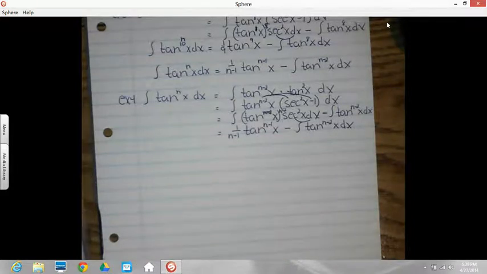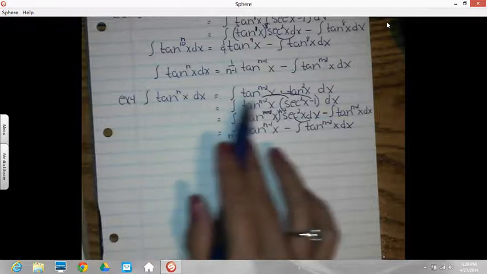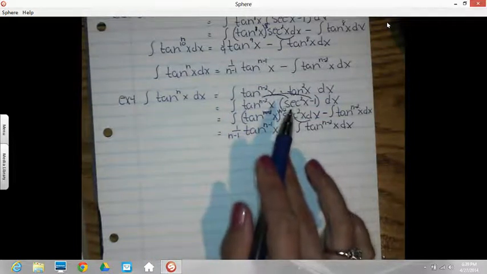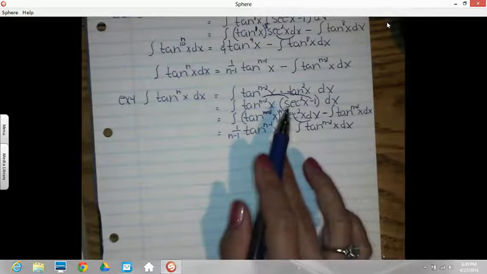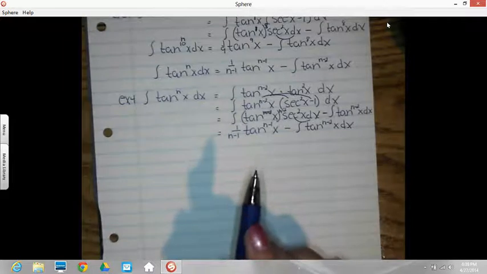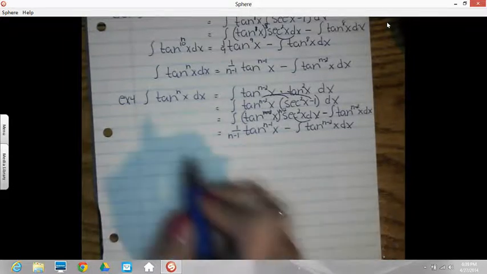Okay, the last one. So tangent didn't require integration by parts. The last one I am going to do with you, and I'm only going to do the numerical one, is the cosecant. So example 5.